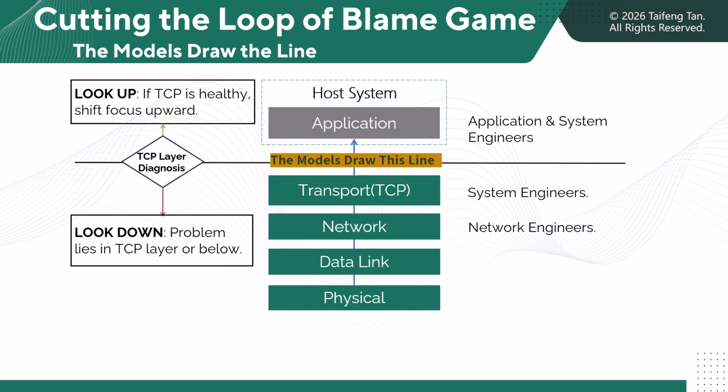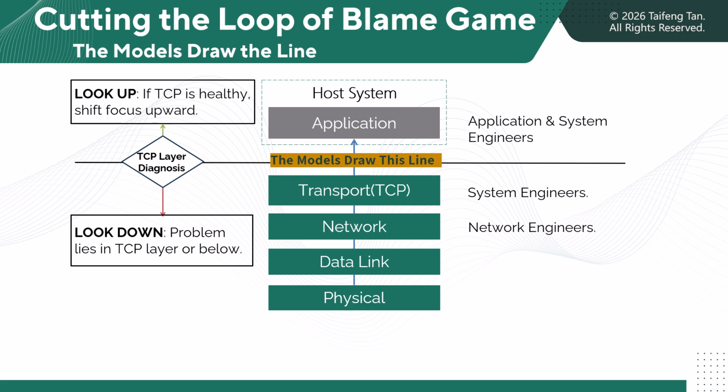The models simply draw the line. If you're a network engineer, here's what this means. You can now confidently walk over to the systems or application team and say, "The network is fine. Your side isn't sending data fast enough." For system engineers, you'd also know TCP itself is not restricting the transmission. Then you can focus your precious effort in the right troubleshooting direction.